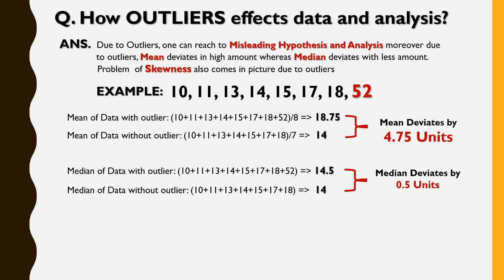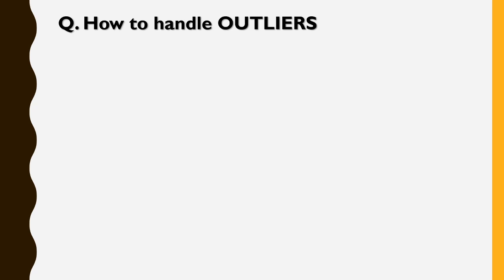It means that whenever you are working on data that has outliers and you find the mean from that data, you will be led to a wrong output, and you will reach a wrong hypothesis from it. Now the point is, we know outliers will affect our data. Can we handle them? Yes, we can handle them in many ways.